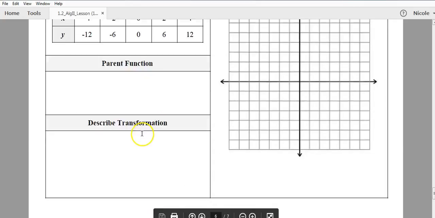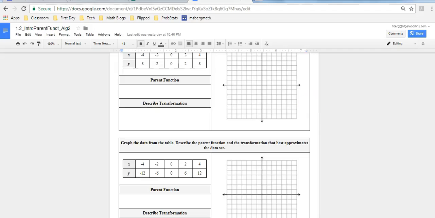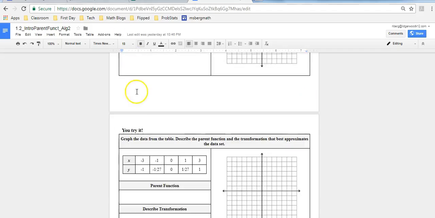And then we'll go back to our worksheet here, and we'll make sure we get all that in there. So it's a linear parent function with a vertical stretch by a factor of 3, and you put in your graph. So after you get that last one graphed that we did together, you have a couple here to do on your own.